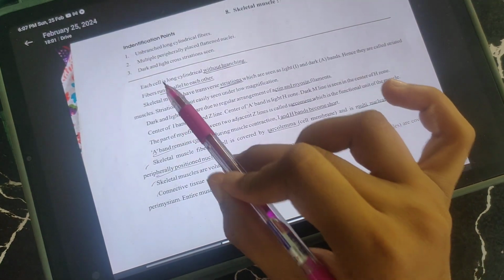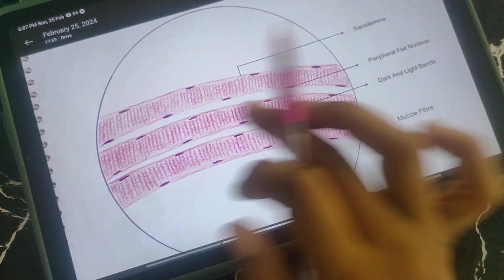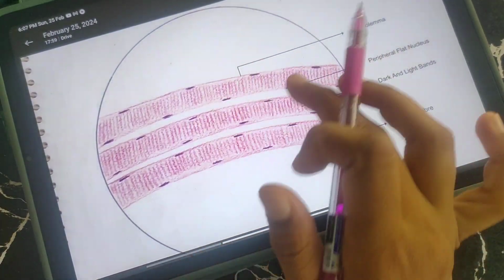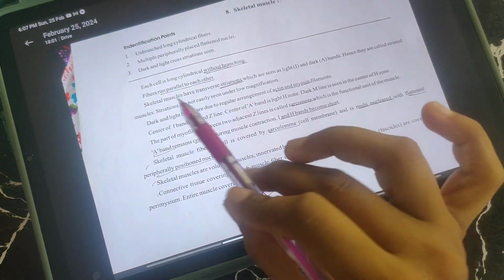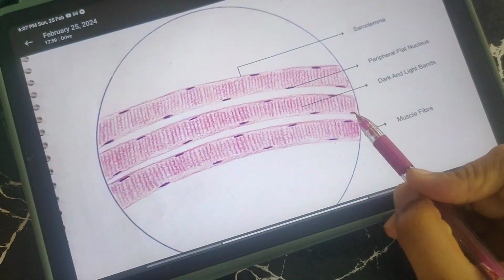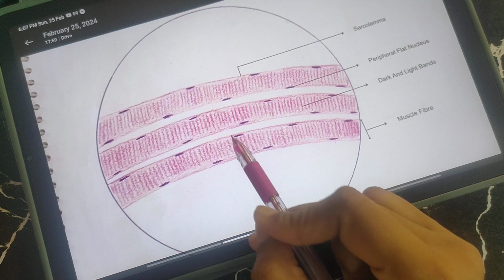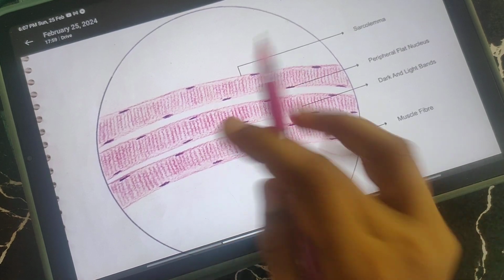See, each cell is a cylindrical fiber without branching. You cannot see any branches over here. These are cylindrical fibers and they are parallel to each other. That means the space between the 2 muscle fibers is the same everywhere.